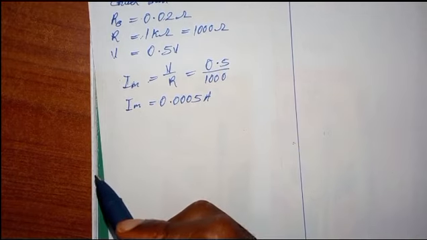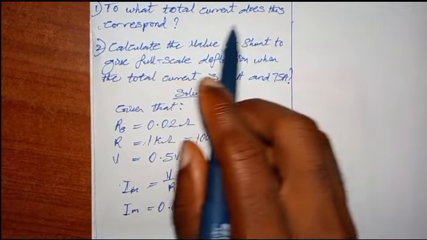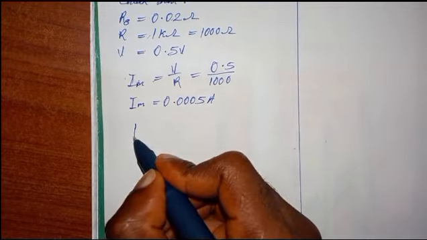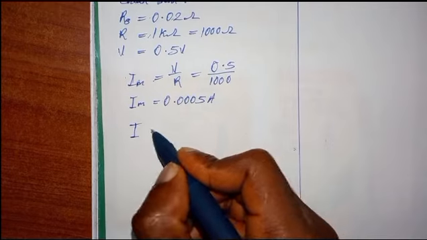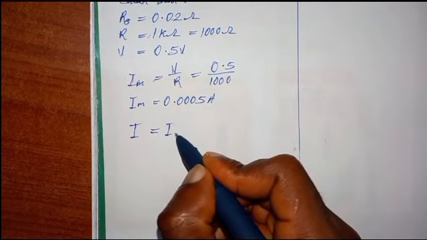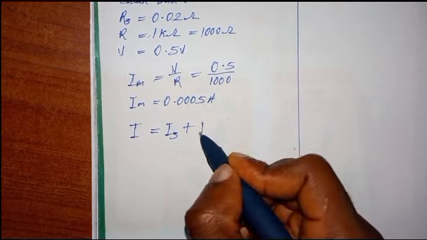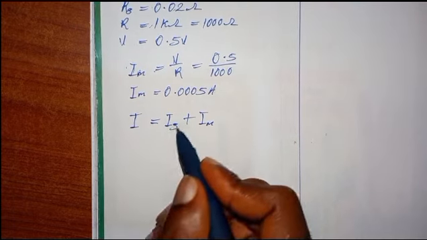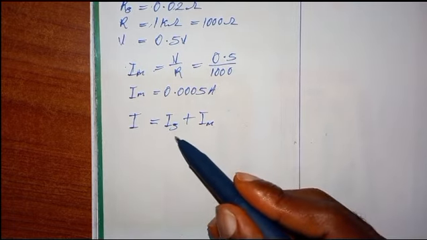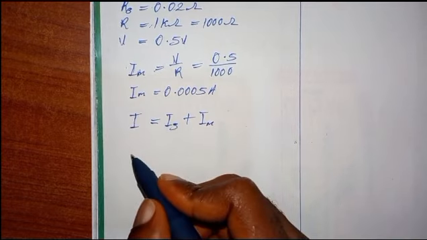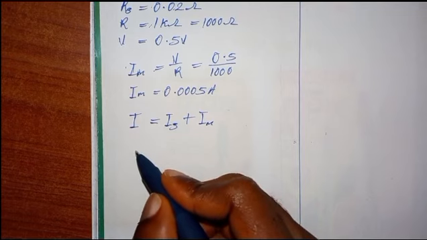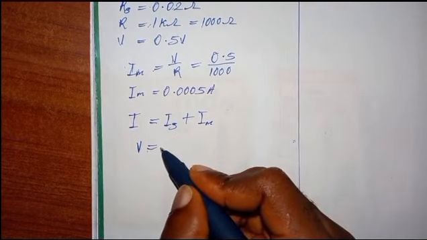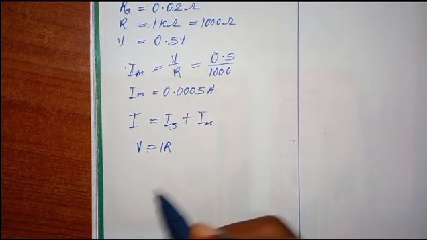So the question was, what total current does this correspond to? The formula to get the total current is I total equals I shunt plus I meter, which is Im. So now we have solved for Im. We need to solve for Is, and the formula to solve for Is is according to Ohm's law. Ohm's law says voltage is equal to IR. V equals IR.